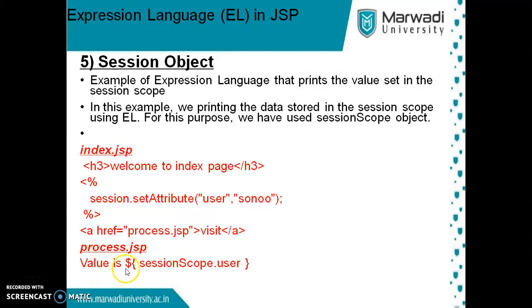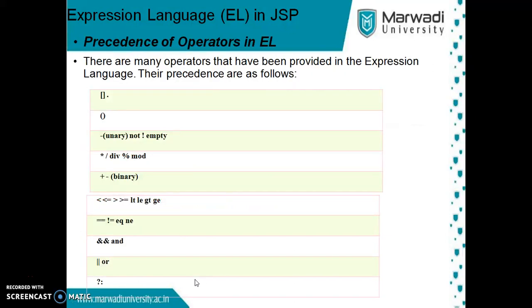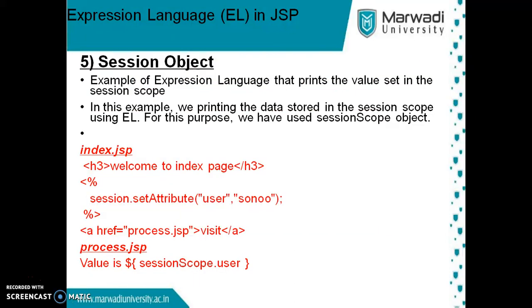The value is dollar, that is my immediate expression. Dollar is known as the immediate expression language operator. In dollar curly braces, just write sessionScope dot name of the attribute. What is the name of the attribute? That is user. So it is just going to print Sonu. So these were the implicit objects of expression language.